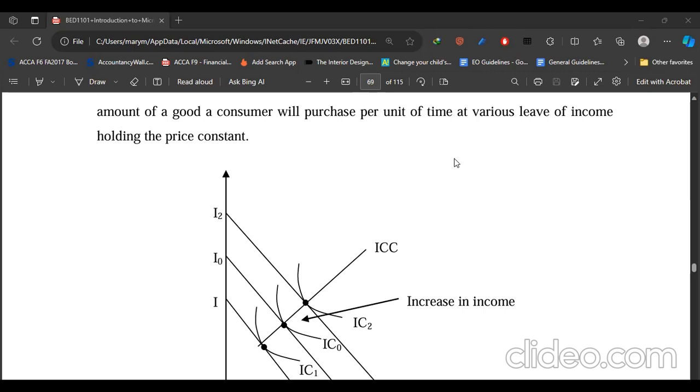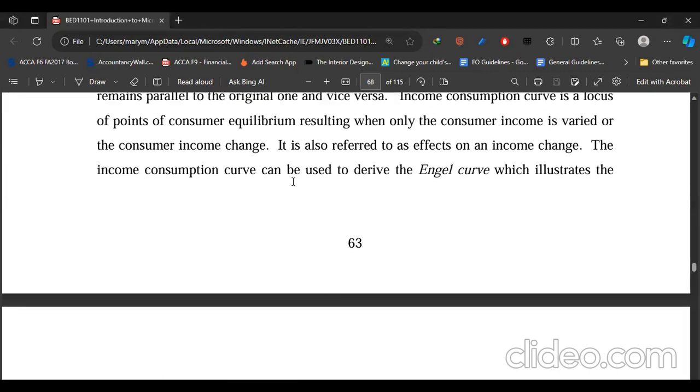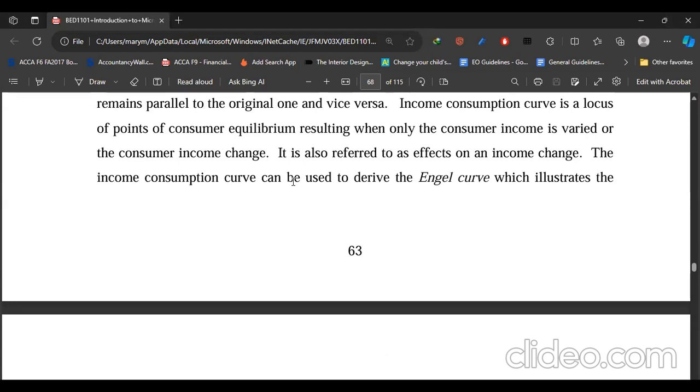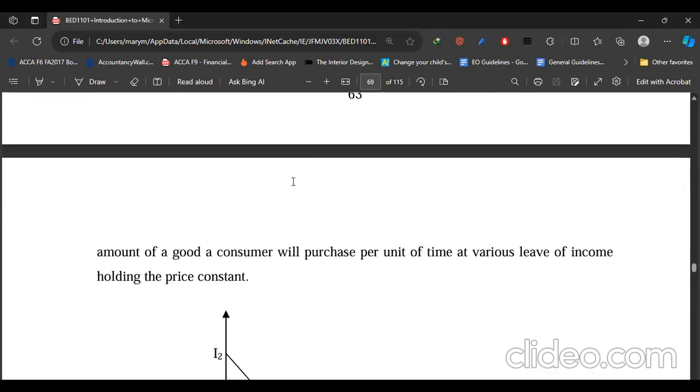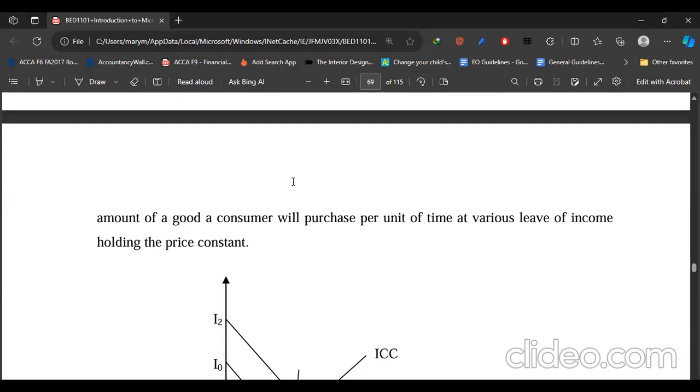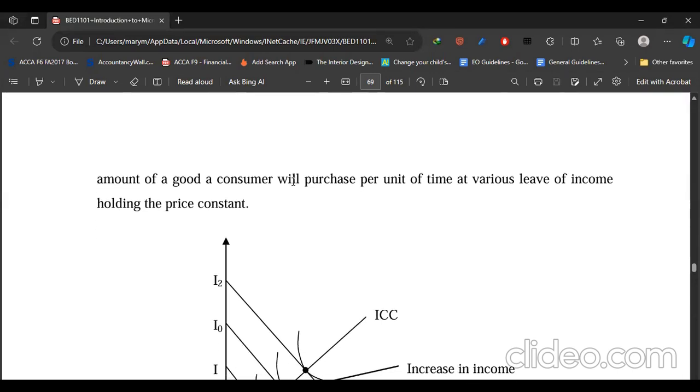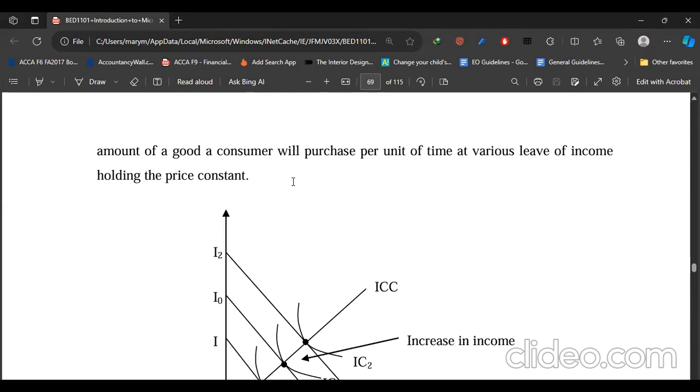So you can see here we are discussing these Engel curves, and we are saying that the income consumption curve can be used to derive the Engel curve, which illustrates the amounts of a good a consumer will purchase per unit of time at various levels of income, holding the price constant. And that is why I was giving an example.